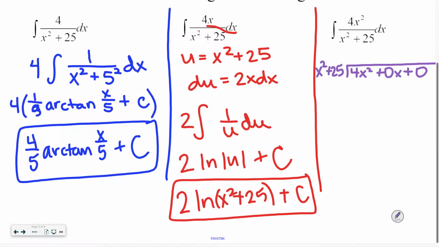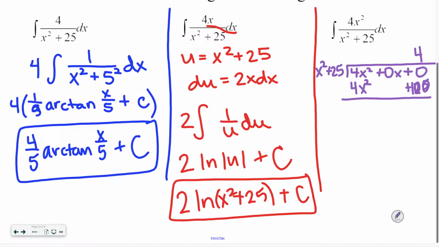X squared times what is 4x squared? 4. And when you take the divisor times 4, you get 4x squared plus 100. You lost me. What's 25 times 4? 100. Oh, okay. So you multiplied that whole thing by 4 and then put them in the proper places there.